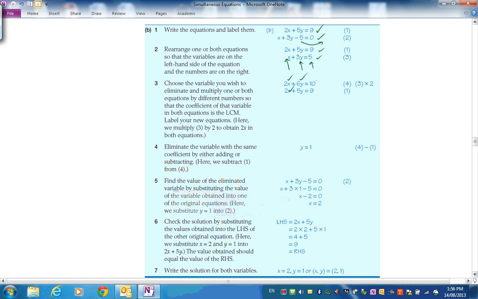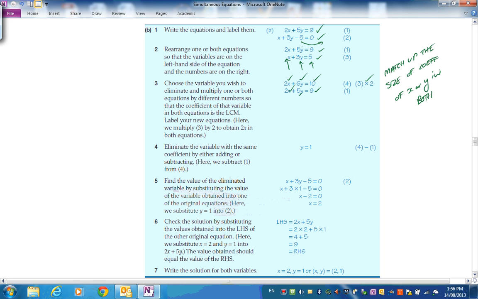That's the top one. They've changed position there. Okay, so I multiplied equation 3 by 2, and then put the other equation underneath. Do you get the idea? We want to match up the size of the coefficient of x or y in both, and then we're going to eliminate it by adding or subtracting the equations.